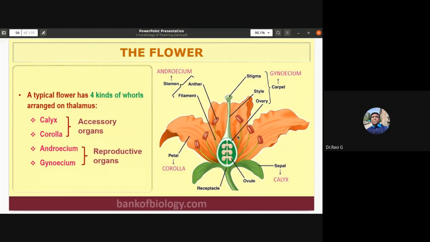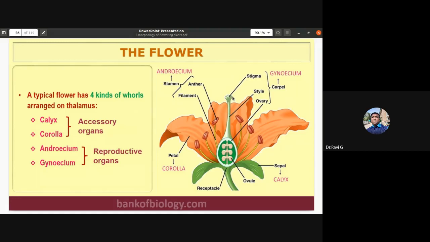Similarly, when we are describing gynoecium or pistil, it is made up of ovary, style, and stigma. The ovary has the ovules within it. The ovules, after fertilization, form the seeds. The ovary, after fertilization, forms the fruit. Then there is the style, and the tip of the style has the stigma, where the pollen grains are deposited and germinate. When pollen grains germinate, they produce a pollen tube. So pollination takes place and the pollen grains are deposited on the stigma.